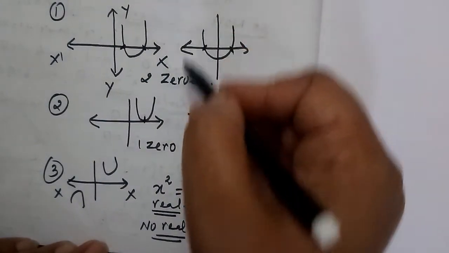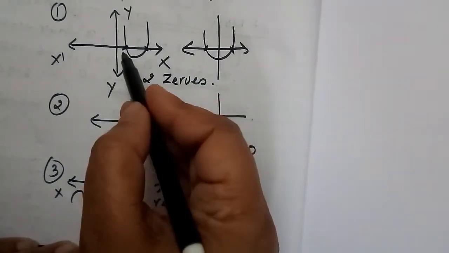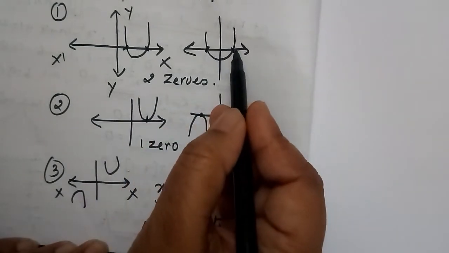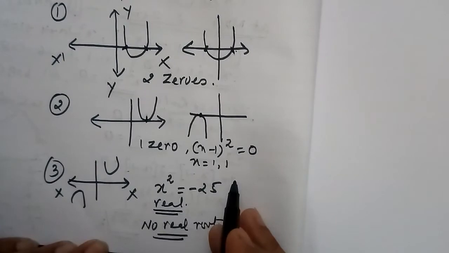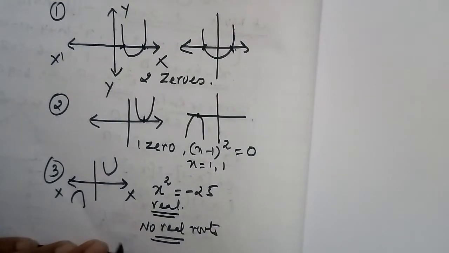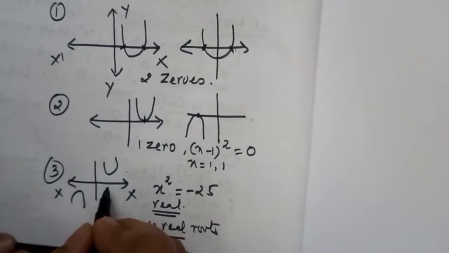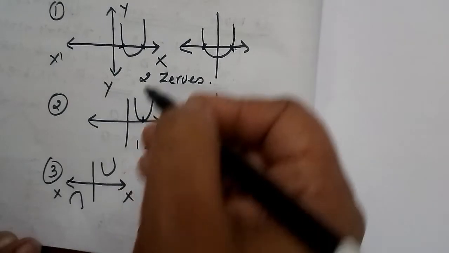So basically I've discussed three cases over here. The first case was two zeros, where I get two distinct values. Here both are positive, here one is negative and one is positive. In this case it has a single zero, which is a repeated zero, and in the last case it has no real roots because it is not intersecting the x-axis. So I am getting either no zeros, 1 zero or 2 zeros.